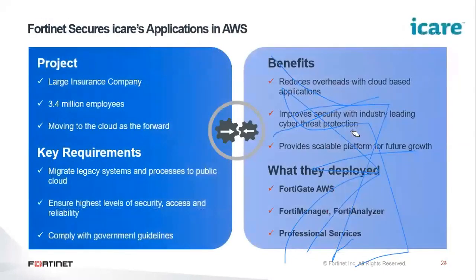Fortinet secures the application in AWS. This is one of the use-case customers where we have deployed the security. The project is for an insurance company with more than 3.5 million employees. They were moving to cloud very quickly. So using Fortinet's cloud security, what they deployed is FortiGate on AWS, FortiManager to centrally manage all the FortiGate devices for the cloud, and FortiAnalyzer for central reporting and analytics.